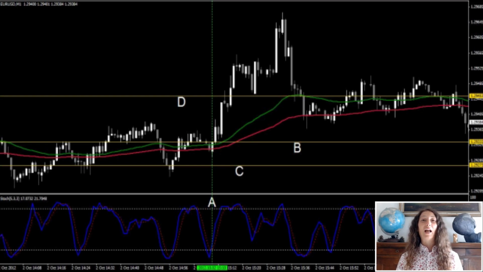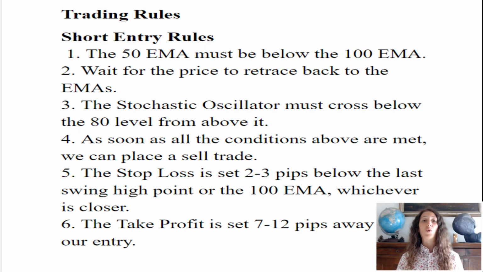Now let's take a look at short trade conditions. Short entry rules. The 50 EMA must be below the 100 EMA. Wait for the price to retrace back to the EMAs. The stochastic oscillator must cross below the 80 level from above it. As soon as all the conditions above are met, we can place a sell trade.